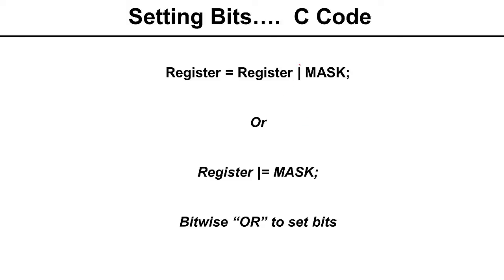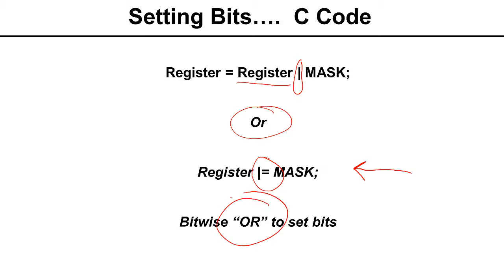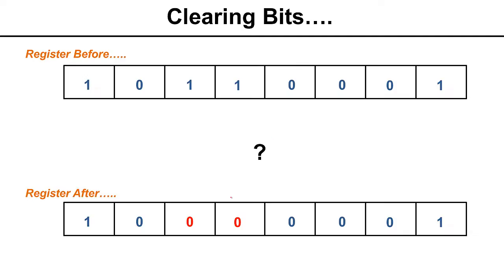In C code, we do a bitwise OR with the bar, so we say register equals register ORed with the mask. Now, when I say OR here, I mean bitwise OR. Here's an alternate way of doing it. In C, this is the shorthand: if you take a value and do the bar equals, that's the same as register equals register OR mask. This is a very popular way that you usually see in source code. So just keep in mind that if you want to set bits, it's a bitwise OR.